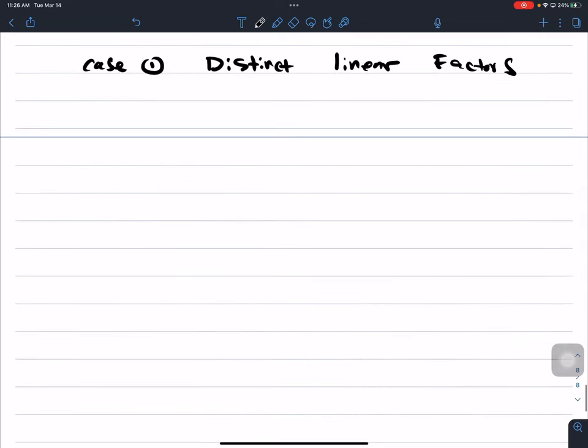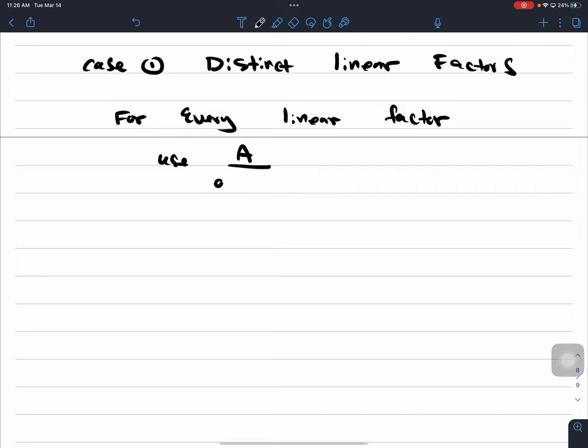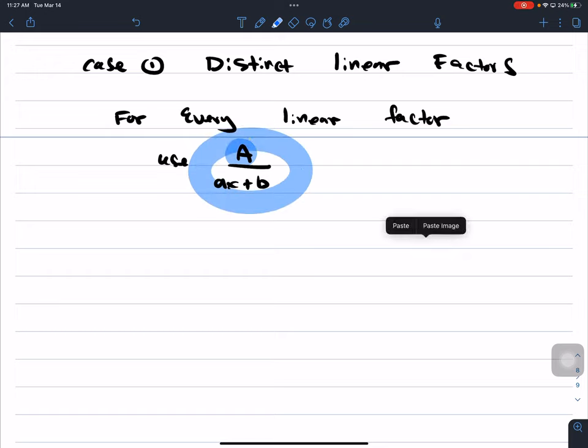Now, here's what this means. For every linear factor, what do you guys use? Do you remember? You're going to use a constant over that linear factor. And they describe a linear factor as ax plus b. So a is a constant here. Little a is also a constant. Little b is a constant.